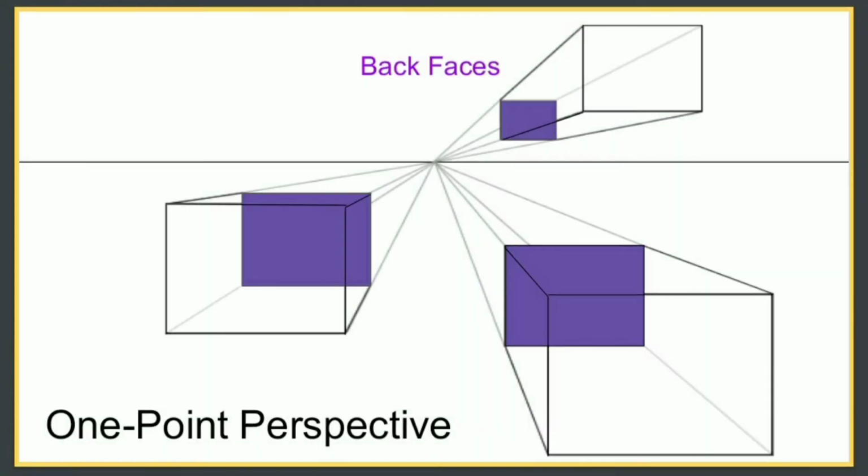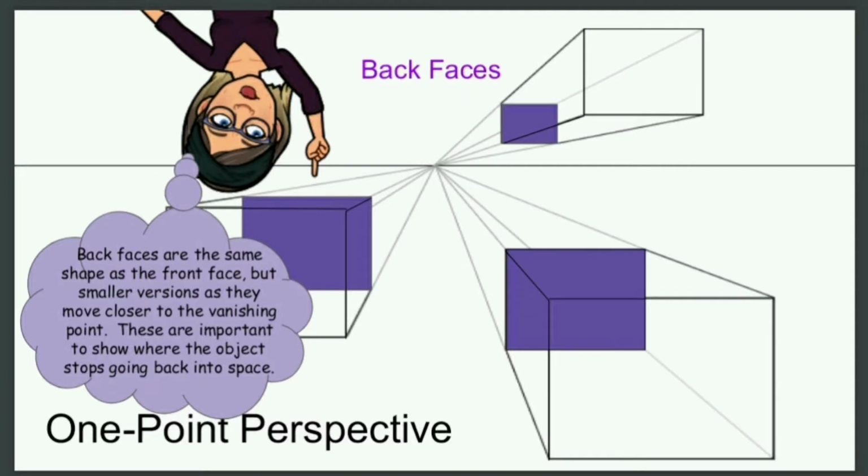Next, we have something called back faces. Back faces are the same shape as the front face, but smaller versions as they move closer to the vanishing point. These are important to show where the object stops going back into space.